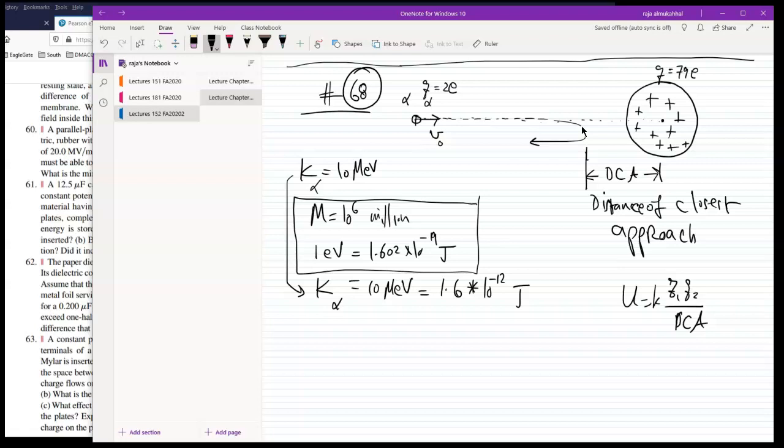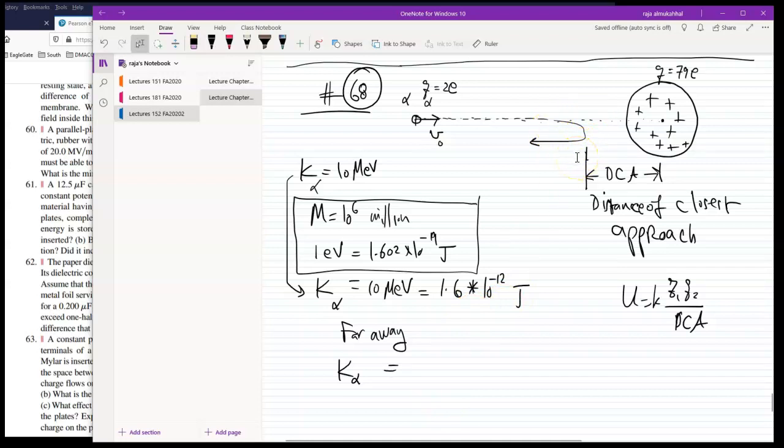So basically what I have here at far away, which is right here, and this is DCA right here. Far away, what's going on? It's all kinetic, which is this number right there, equal to, all that kinetic has been converted into what? Into potential here at the DCA.